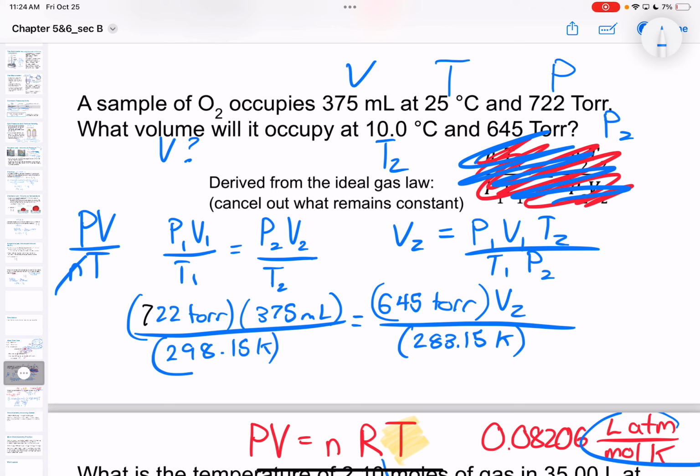So now I'm going to plug this in. I will go ahead and do it in 2 steps. I'll do the math on the left-hand side, then I'll do the math on the right-hand side, then I'll divide to isolate V2. You don't have to do it that way. You can do it all together if you want. That's just fine.